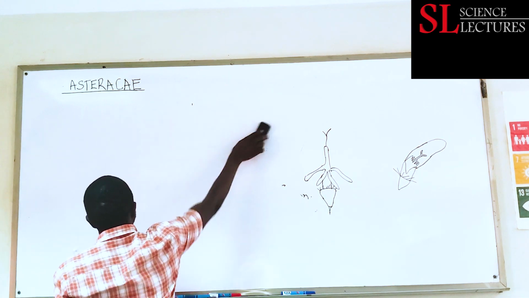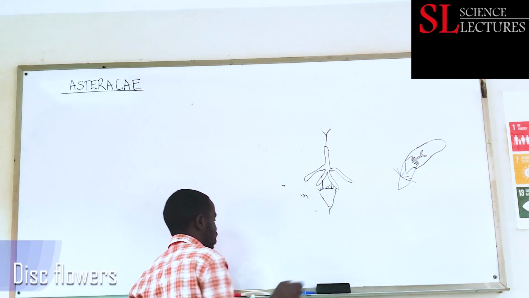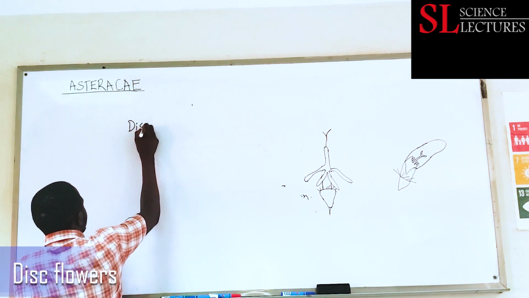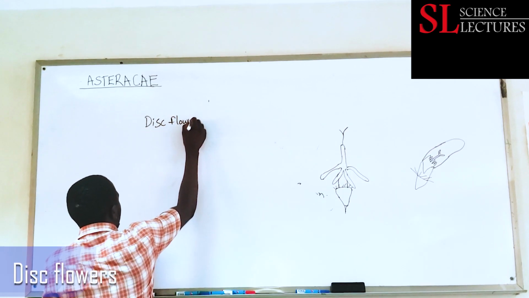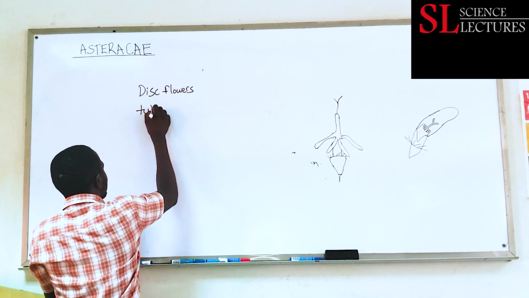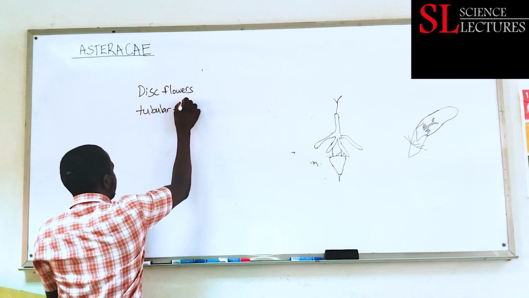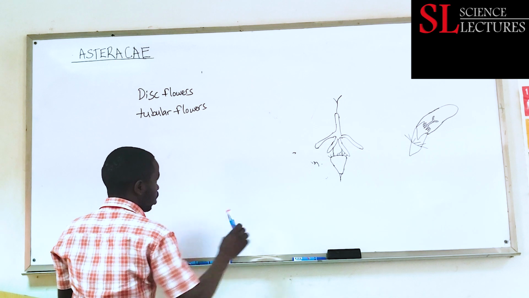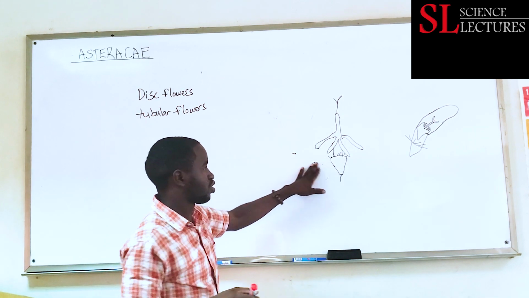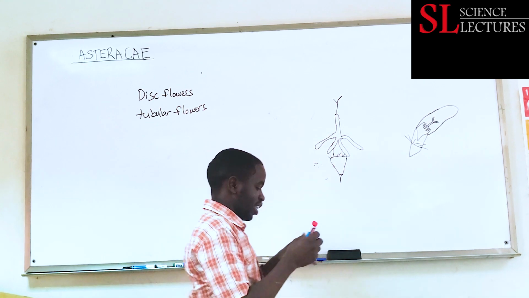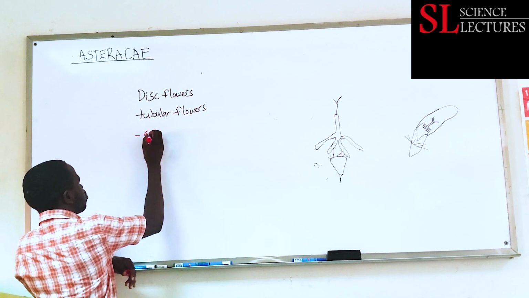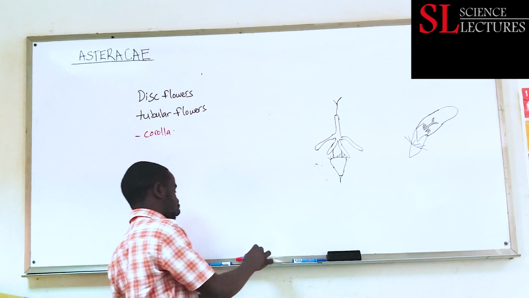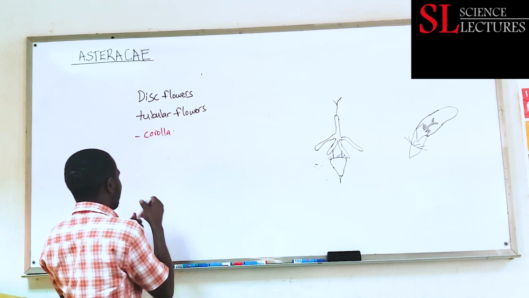So after having seen those important terms, I want us to look at the individual flowers. Let's begin with the disc flowers, or what they call tubular flowers. What we have here is the outer structure of a disc flower. For every flower we need to know the corolla. But before we get to the corolla, we need to first discuss the calyx.